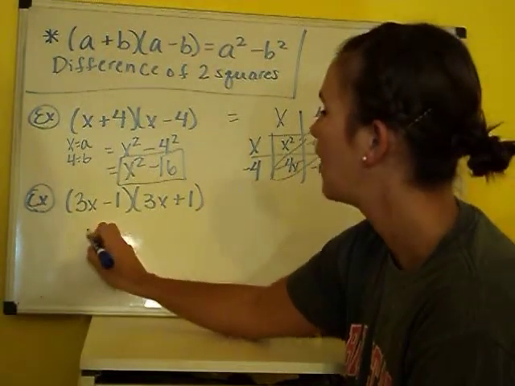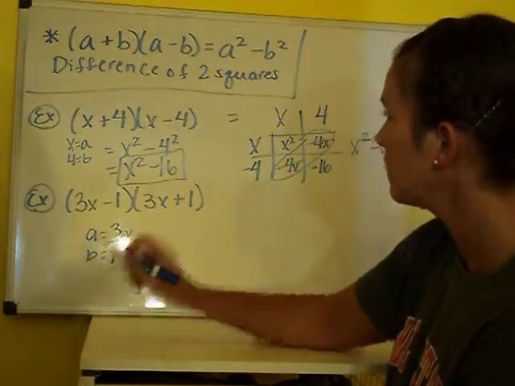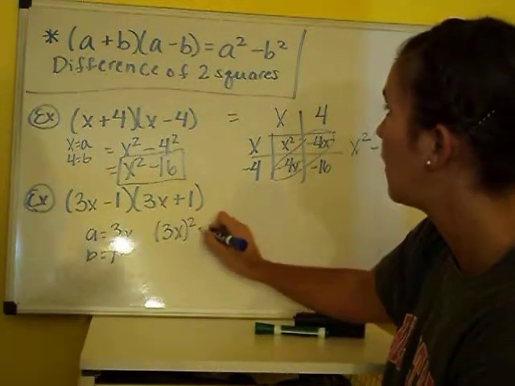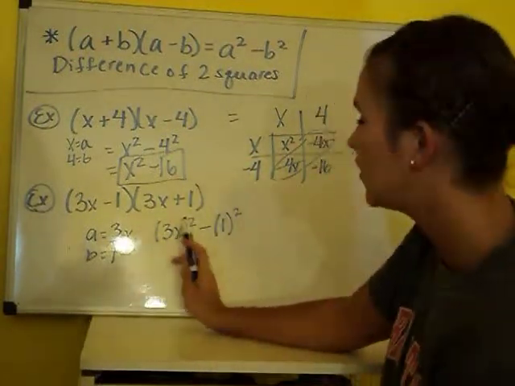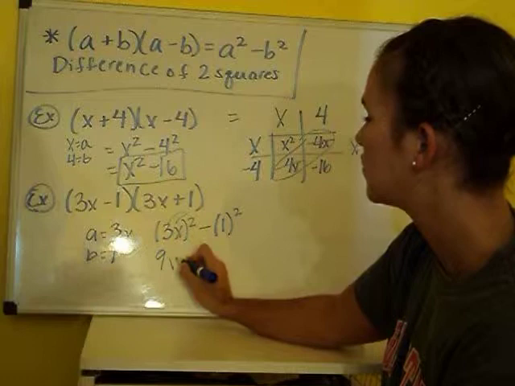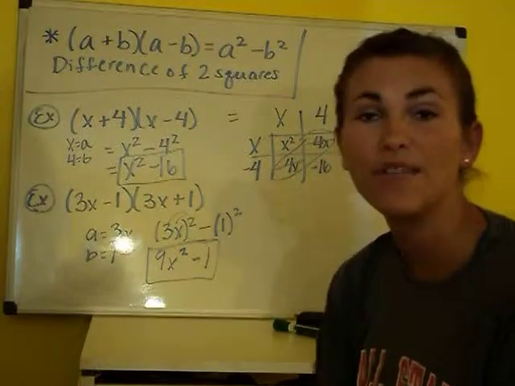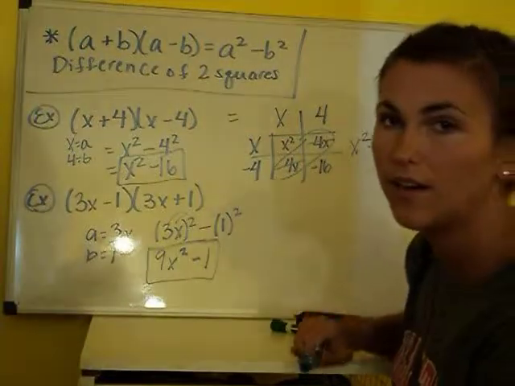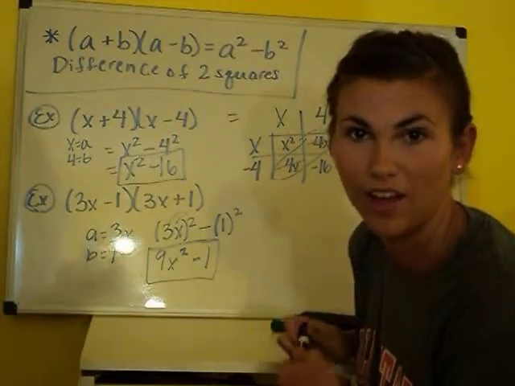With this one, our a is going to be 3x, and our b is going to be 1. So we have a squared, so we're going to have (3x) squared minus b squared, which is 1 squared. If we simplify, don't forget your exponent properties, we have to square both parts. 3 squared is 9, x squared, minus 1 squared, which is 1. Okay, and again, if you don't remember the formula, you can go ahead and FOIL it or use a 2x2 chart like we did here. But you want to start recognizing these difference of two squares because, again, that will be helpful later on down the road. Okay?